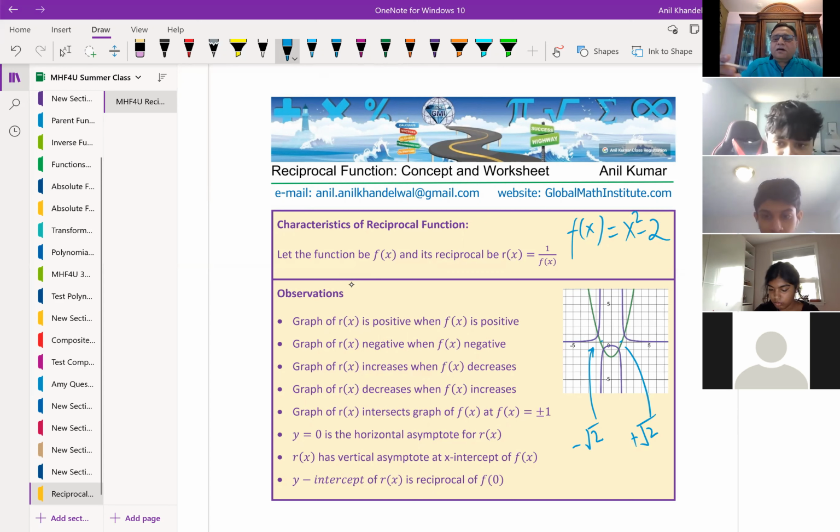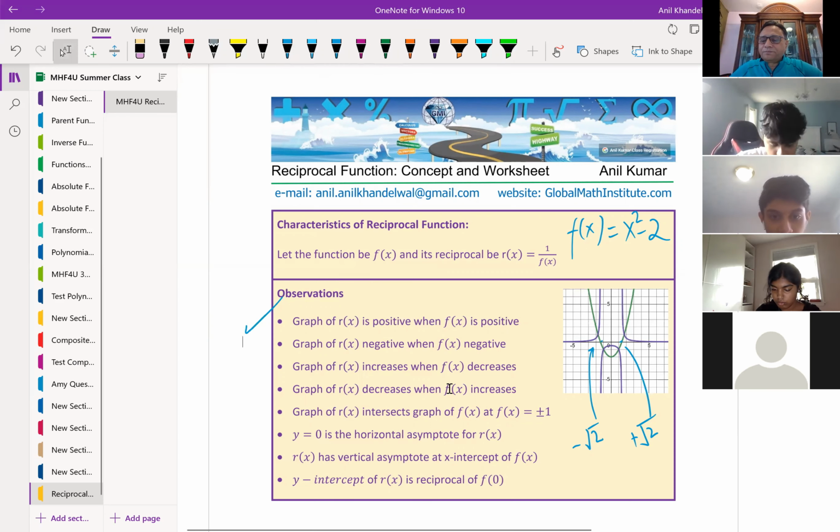I would like Akshat to first read the observations, and then we will look back into it. So Akshat, can you please read the observation, and then all of us will say whether we have understood or not? Yes, sir. Observations: Graph of r of x is positive when f of x is positive. Graph of r of x is negative when f of x is negative. Is that clear to all? Yes, sir. Reciprocal is r of x. f of x is the function. If the function is positive, then the reciprocal is also positive.